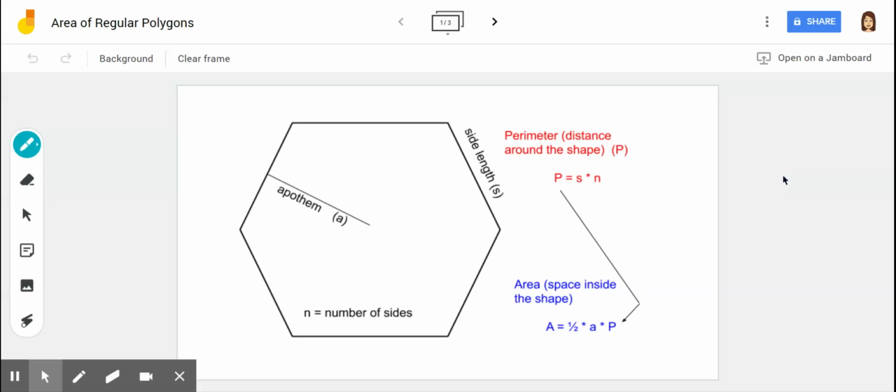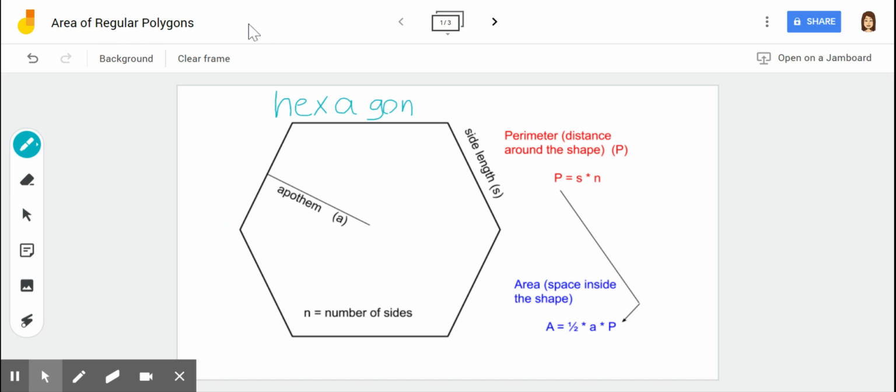Okay, so today we are talking about polygons, and a polygon is just a shape or a figure. And in this shape, we have a hexagon. So I'm going to write that at the top. This is called a hexagon, and a hexagon has 6 sides.